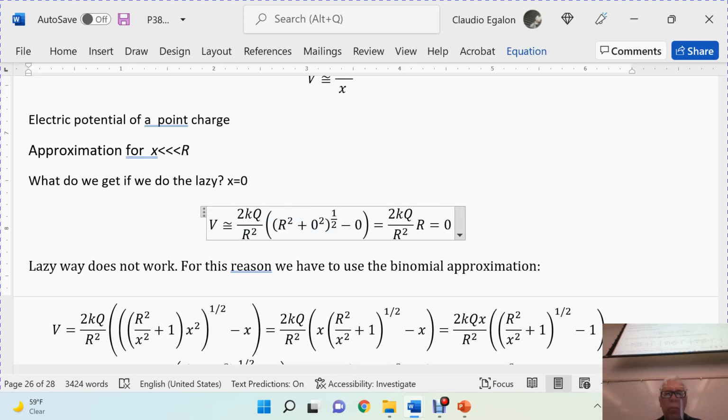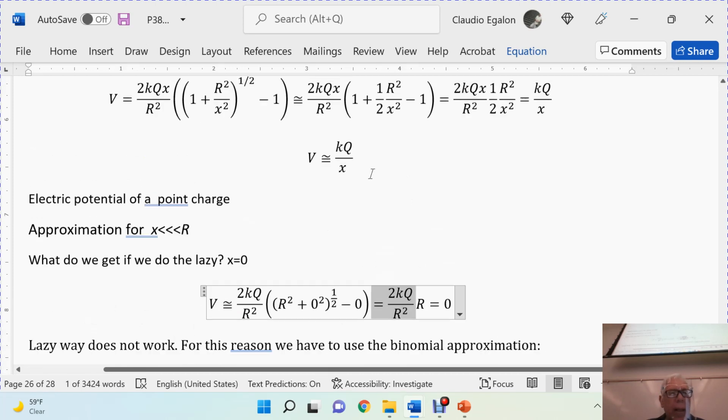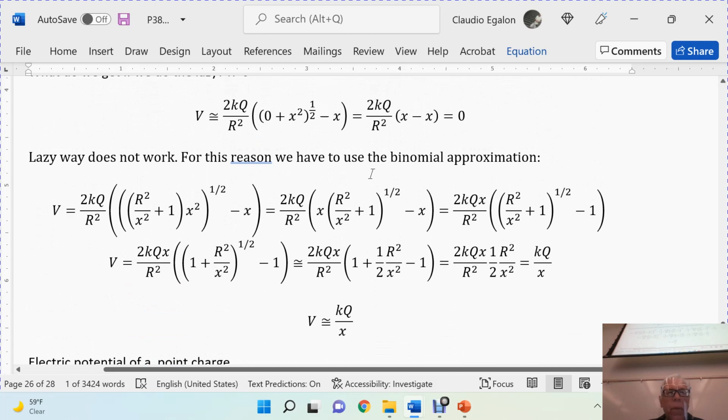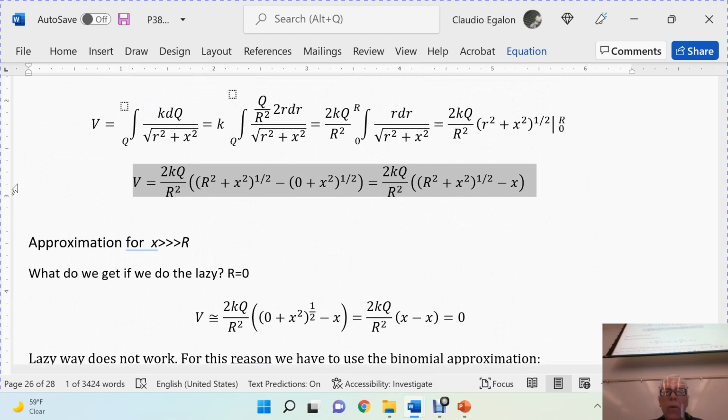Yeah, looks like it works for that. And 2k. Wait a minute, there's something wrong here. It shouldn't be like that. Let's see. There's something wrong here. Is this 2k2 over r squared?